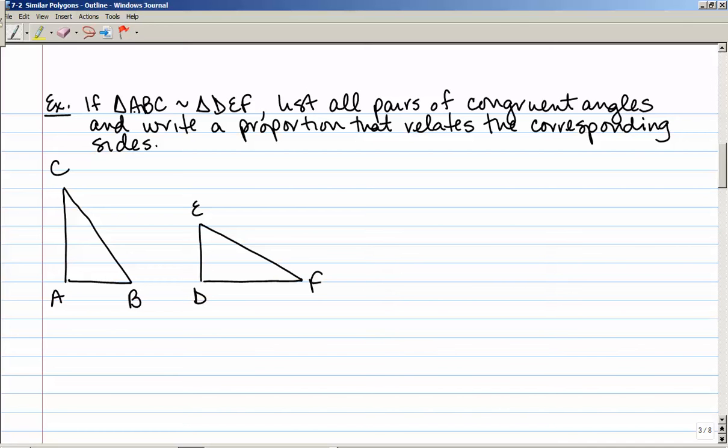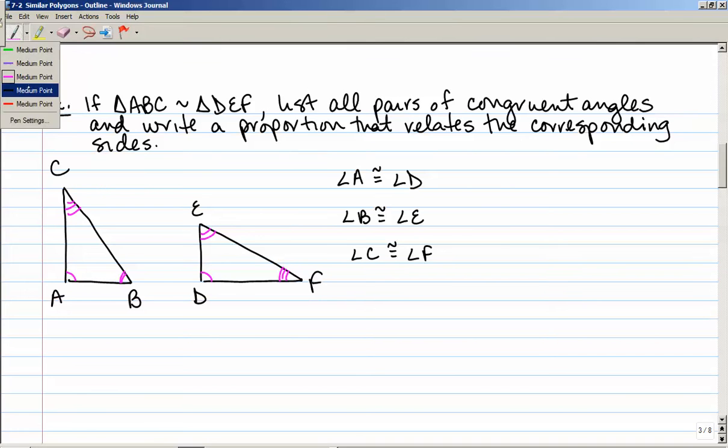Since A is the first letter here and D is the first letter here, I can say that angle A is congruent to angle D. And you can actually mark that in the triangle if you think that's going to help. Continuing to work off of that, B is the middle one, E is the middle one, so angle B is congruent to angle E, and C and F are the last ones. Angle C is congruent to angle F. And let's just go ahead and mark those. B is congruent to E, and C is congruent to F. Okay, so that's the list of the pairs of congruent angles.